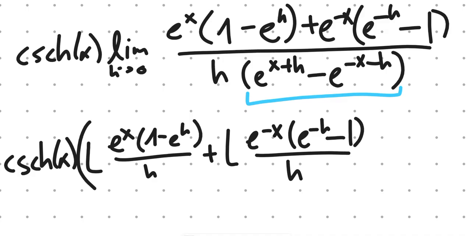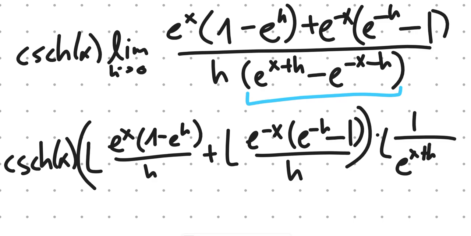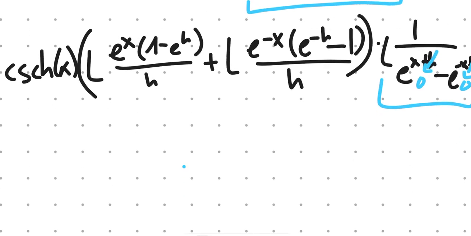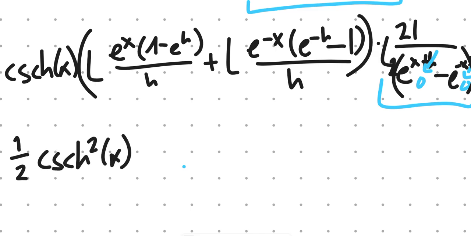Now this whole thing is times the limit of 1 over e to the x plus h minus e to the negative x minus h. Here h approaches 0, so this will approach 1 over e to the x minus e to the negative x, which is almost the same thing as cosecant hyperbolic of x. But we have a 2 that is missing, so we have to multiply by 2 and by 1/2, so that we have 1/2 cosecant hyperbolic squared of x times e to the x.